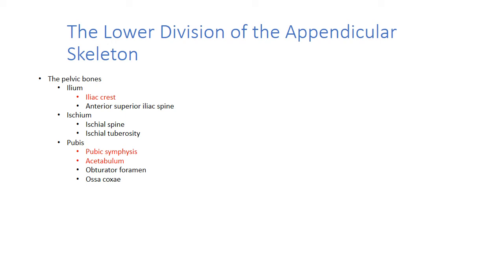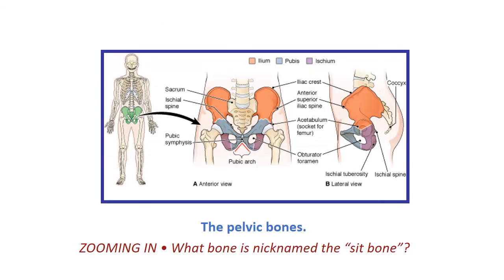Here we have a diagram illustrating the pelvic bones or the pelvic girdle. Note the sacrum, the iliac crest, and the anterior iliac spine. Note the acetabulum, which is where the head of the femur sits, the pubic arch, and the pubic symphysis.